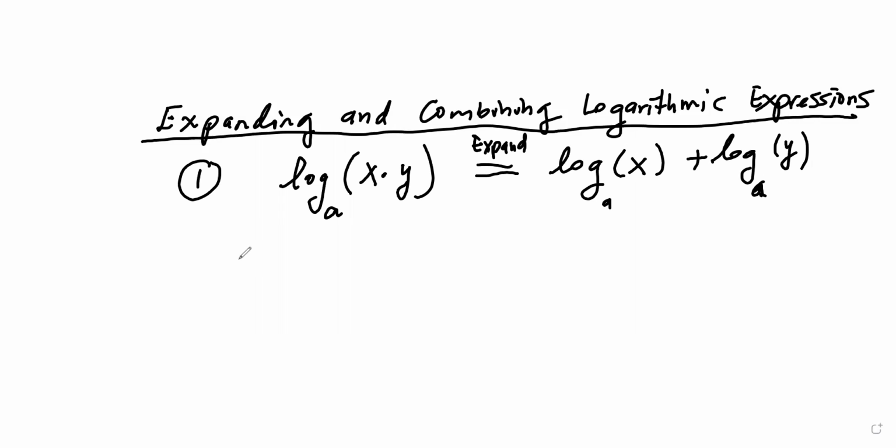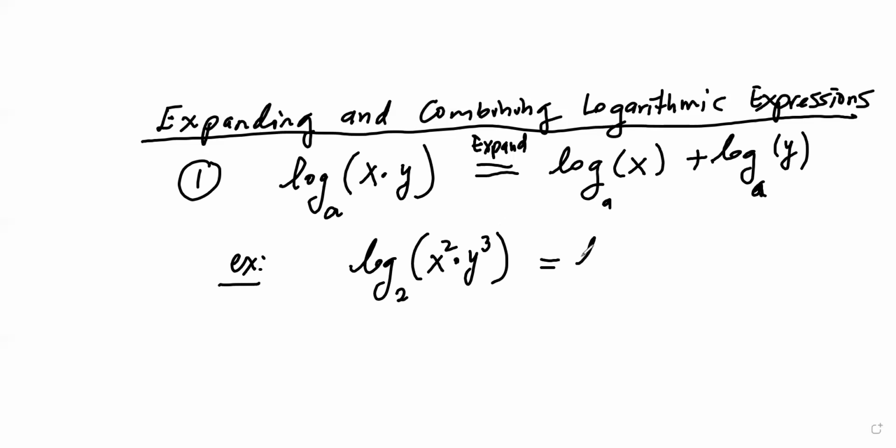So let me just give you an example. Let's say we have log base 2 of x squared y cubed, and I want to expand this. Now I see a product of two things here. So using this property, I'm going to expand this as the sum of two logs: log of the first expression plus log of the second expression.